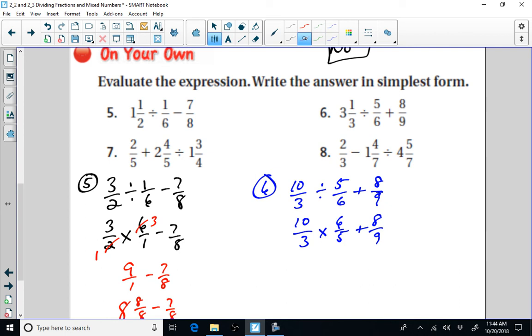I divide out if I can, and I can divide out everywhere here. Divide out by 5s, that becomes 1 and 2. Divide out by 3s, that becomes 1, and 3 goes into 6 2 times. Multiply numerator times numerator, denominator times denominator. I get 4 over 1 plus 8/9. So what is 4 plus 8/9? Well, that is simply 4 and 8/9.